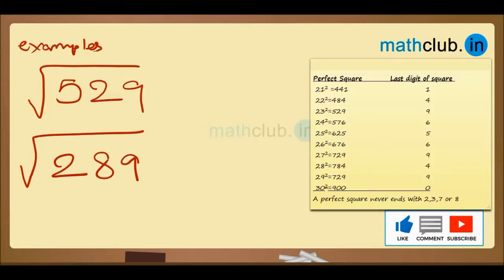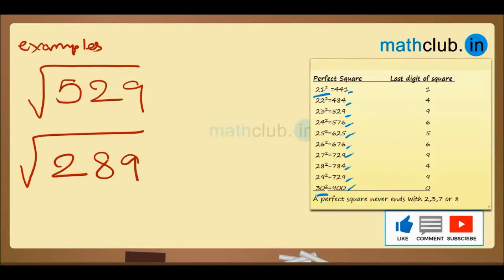Before we get into the topic, just observe the table on the right side. Here I have written the squares of the numbers from 21 to 30. Just observe the last digits. The last digits are 1, 4, 9, 6, 5, 6, 9, 4, 9 and 0.